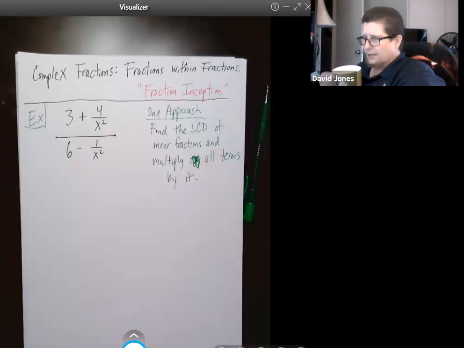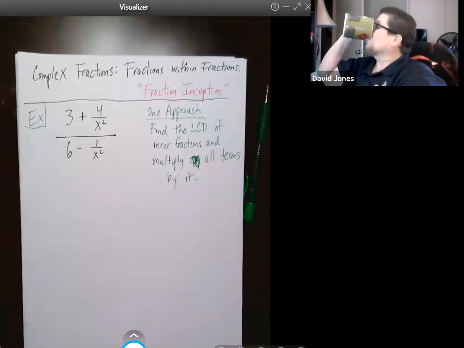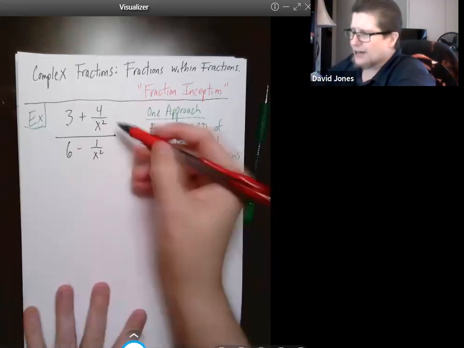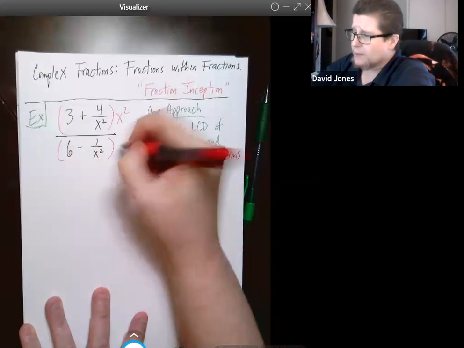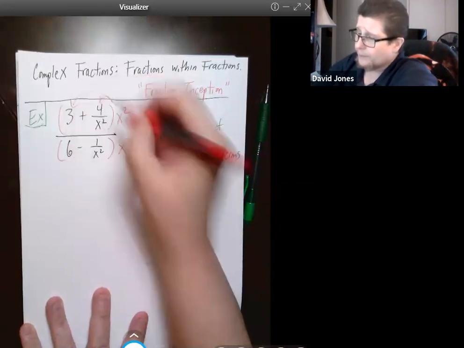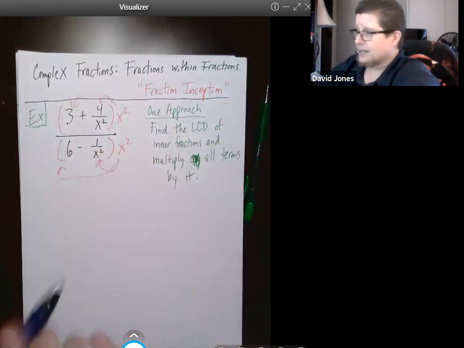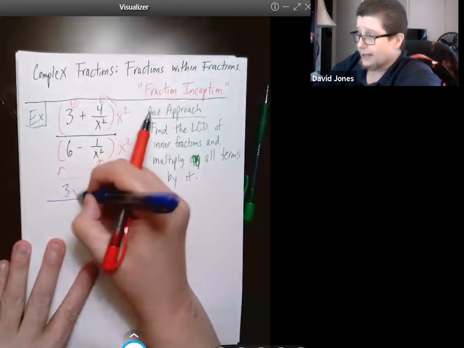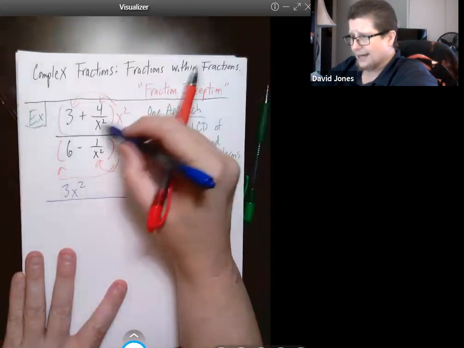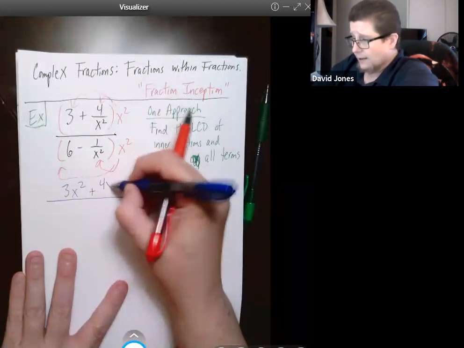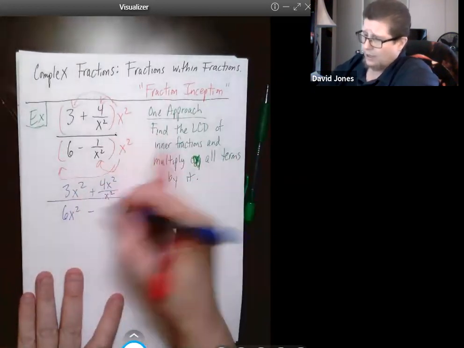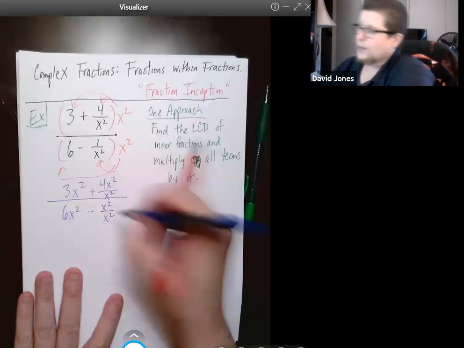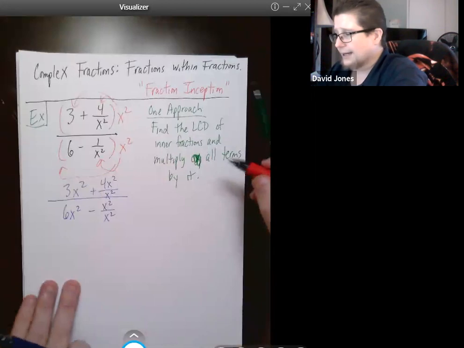What is our least common denominator for our inner fractions? Well, the only one with fractions we got have x squared on bottom, so it's x squared. So I'm going to take x squared and multiply everything by it, which means distributing it like that. On top, 3 times x squared is 3x squared. On the bottom, I'll do a sub-step first, just to illustrate it: 6 times x squared is 6x squared, and then 1 over x squared times x squared is x squared over x squared. And this shows why we multiplied by that LCD.